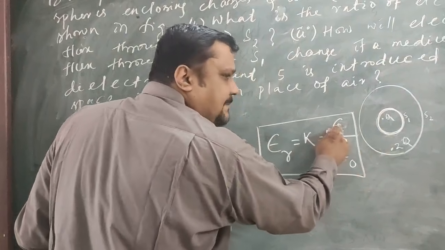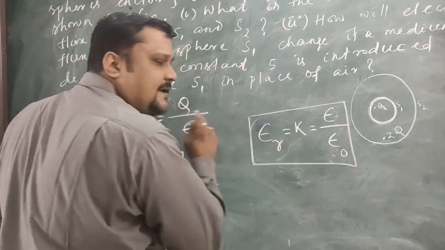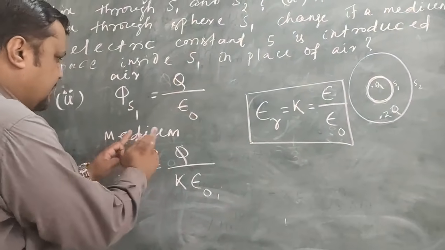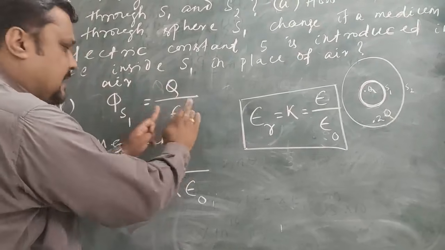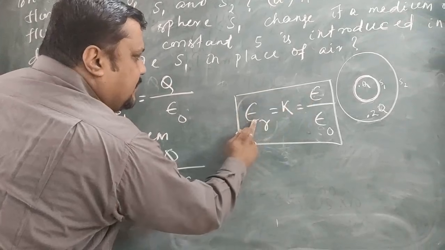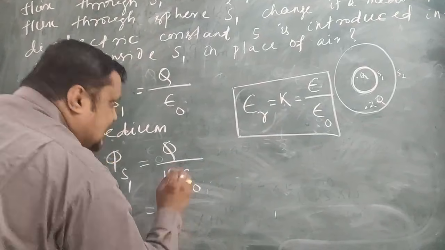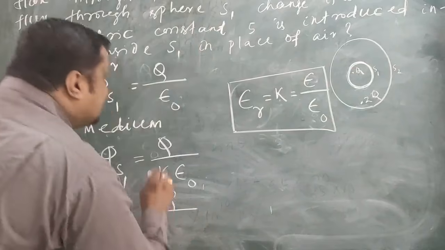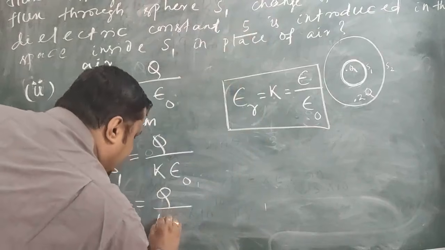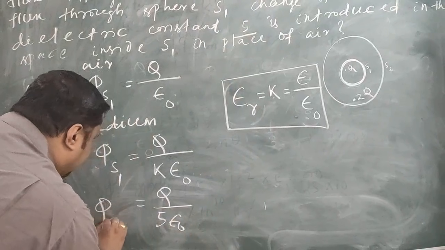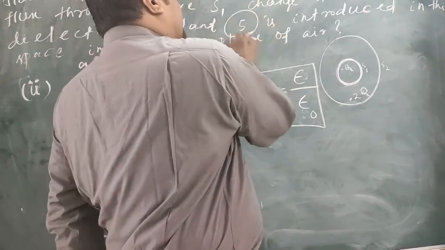According to this formula, epsilon is the permittivity of the medium, epsilon naught is the permittivity of free space, and epsilon r is the relative permittivity or dielectric constant. So for air it is Q by epsilon naught, and for a medium it is Q by epsilon, where epsilon equals epsilon r into epsilon naught, or K into epsilon naught. So the charge enclosed by S1 is Q, and the dielectric constant is K. So the flux through S1 is Q by K epsilon naught, if the air medium is replaced by a dielectric of dielectric constant K.